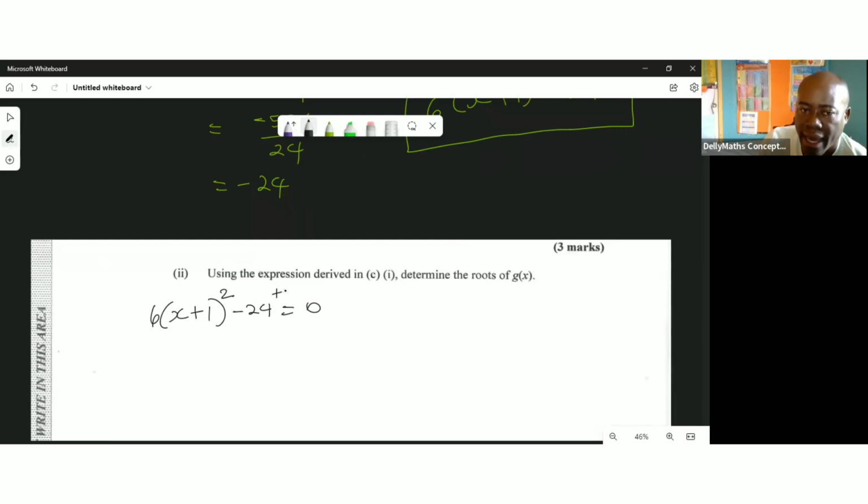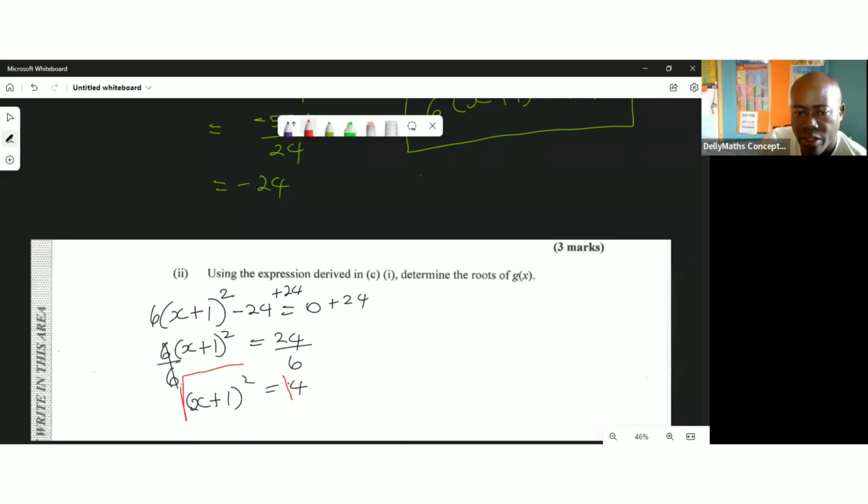So let us say that we want to add 24 to both sides. Then let me rewrite this. We have 6(x + 1)², which is now equal to 24. Divide both sides by 6. Then you would see that we have (x + 1)² is equal to 4, right? And now, since I have that square, I need to get rid of that, so I'm going to take the square root of both sides.